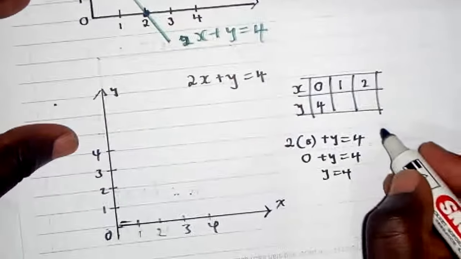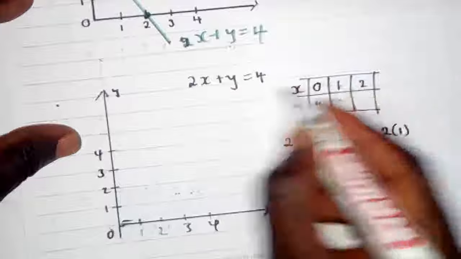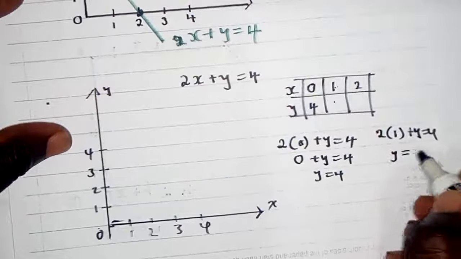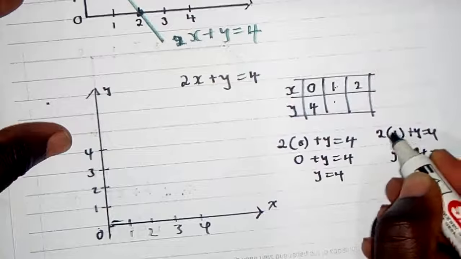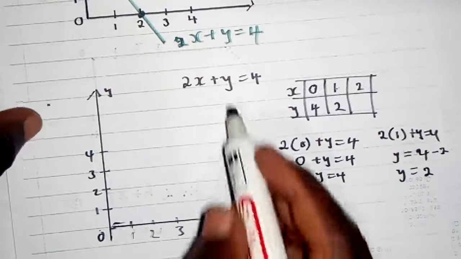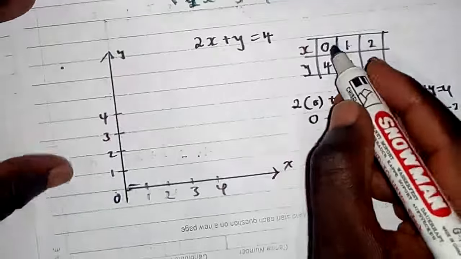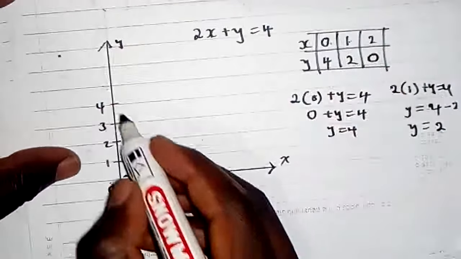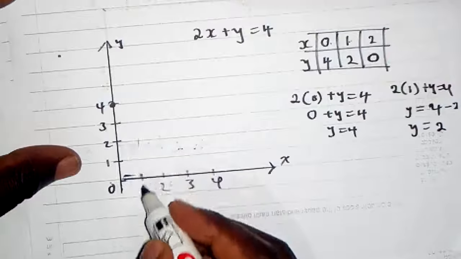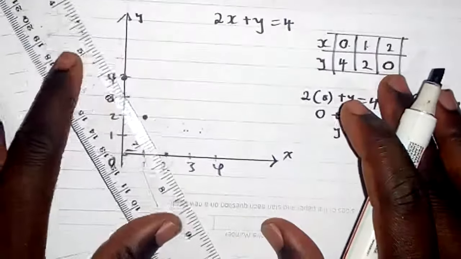The same thing, you come and put 1 where there is x. You get this value of x, 1, put it in the equation and solve, and you get y equal to 4 minus 2, which is 2. So you put 2. Then you do the same for 2 and get 0. Once you do that, you have the coordinates and start plotting. (0, 4) is here. (1, 2): where is 1? It's here, 2 is here, so it's here. And (2, 0) is here. So you can join the points.